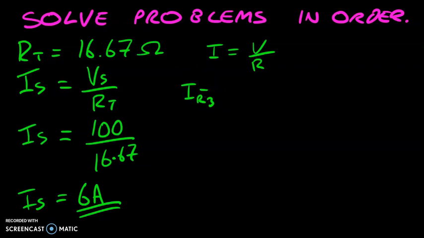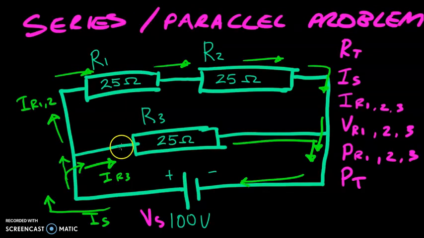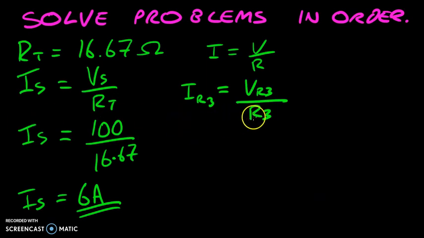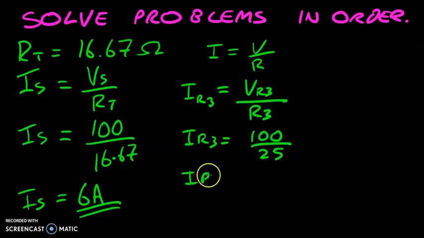IR3, that's a nice easy bit to solve, we'll do that first, is equal to the voltage over R3. And if we look at that first page again, we can see that R3 is directly connected to the 100 volts. There's nothing else in the way. So that's really nice and simple. So let's go back to our page here. Let's put our values in. IR3 equals 100 divided by 25. IR3 equals 4 amperes. Nice.